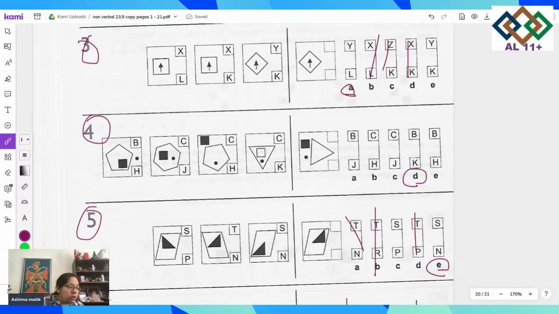So for number 4, the same thing is happening. You have to find the pattern. What's happening here? We are looking at B. What does B represent? B is dot outside the larger shape. So if you look at the dot outside the larger shape, you know it's B. Cancel all the C's. Now you have J, K, and H. J basically represents a large white hexagon, which we are not looking for. Cancel. Then you have K. K is a large white triangle. Yes, I'm looking for that. So I know my answer is K.